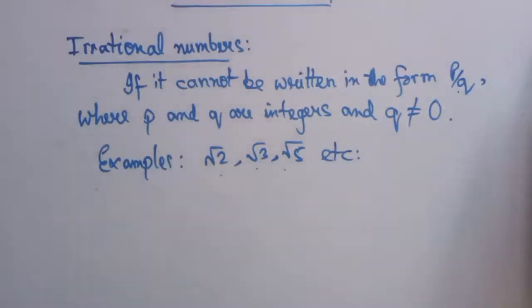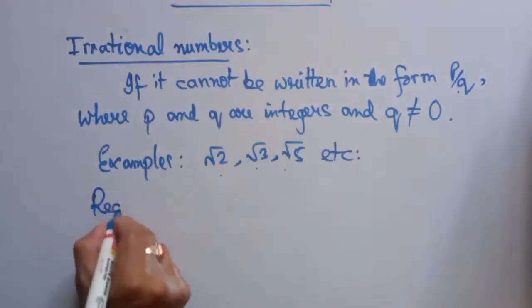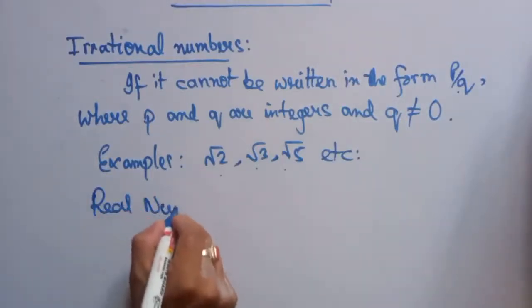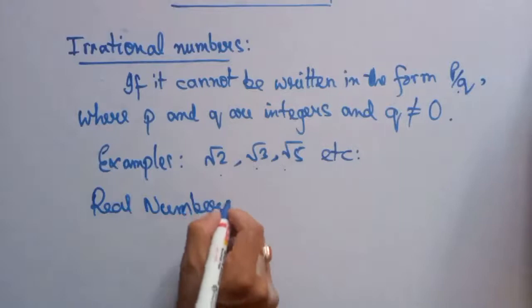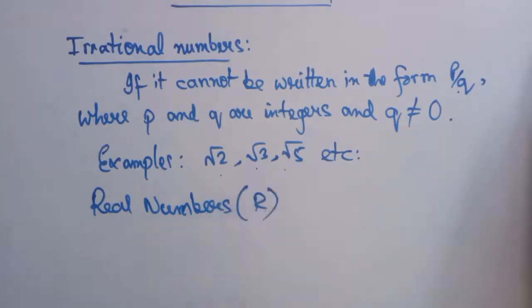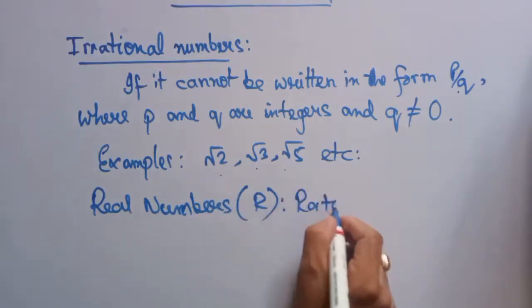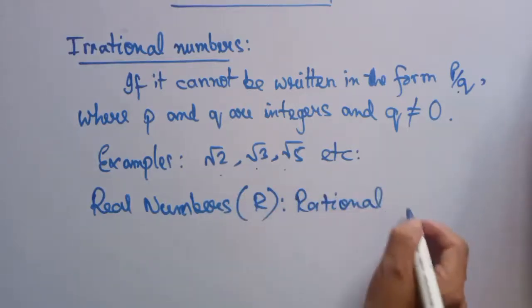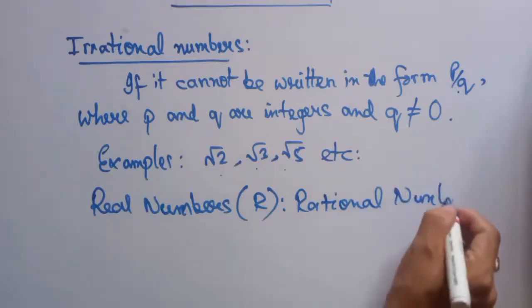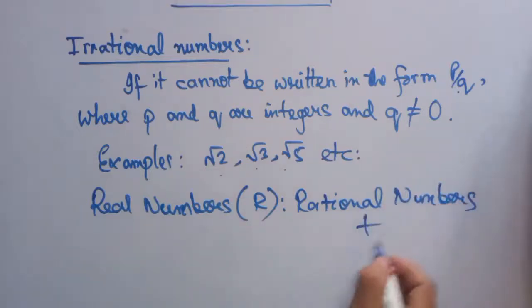Next, our topic is real numbers. The collection of real numbers is denoted by the letter R. So what makes up the real numbers? Rational numbers and irrational numbers together make up the real numbers.